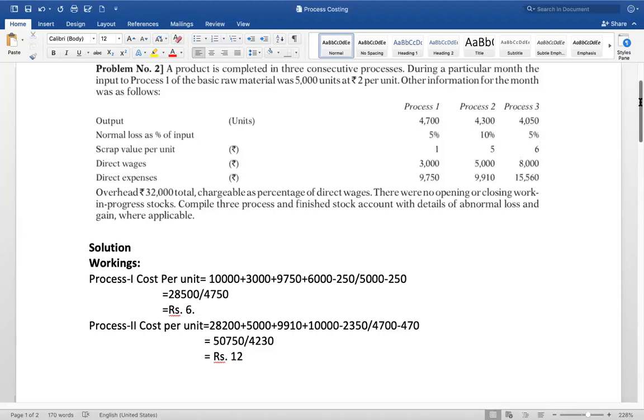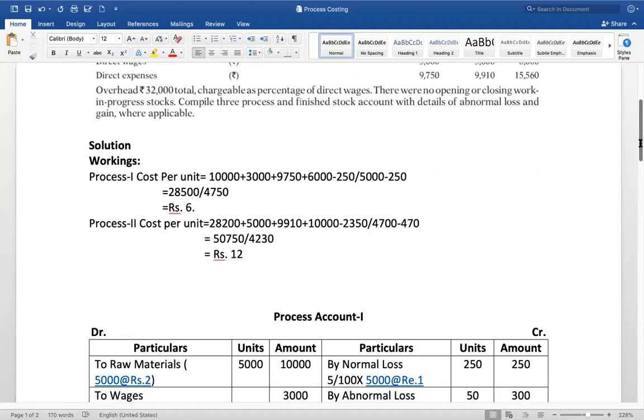So that's the problem. And there were no opening or closing stock of work in progress. We don't have work in progress, so therefore we don't account for it. Compile the 3 processes and finished stock account with details of abnormal loss and gain. Look at this. There is an abnormal loss and an abnormal gain wherever applicable. We're not going to account for work in progress because that's not given.